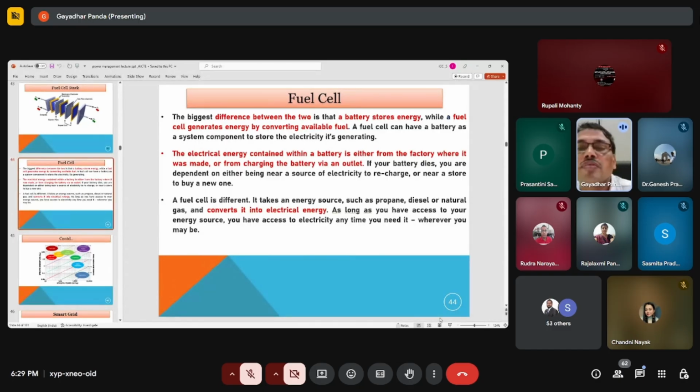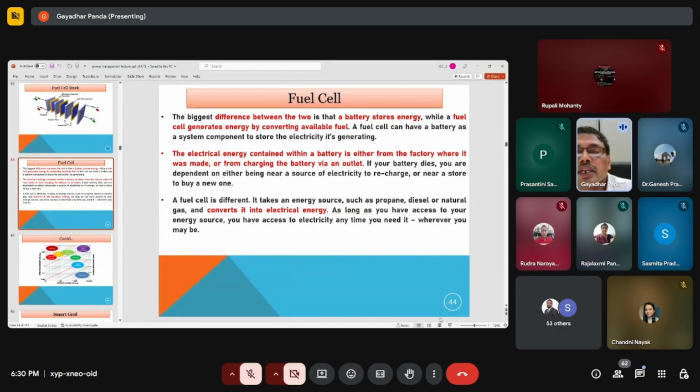And what is the biggest difference between the fuel cell and battery? The biggest difference between the two is that a battery stores energy while a fuel cell generates energy. That is the major difference, by converting the available fuel. A fuel cell can have a battery as a system component to store the electrical energy. That means if additional power is there, that can be stored in the battery.